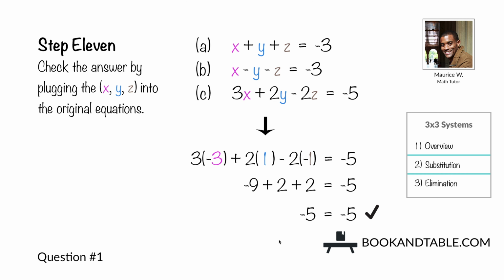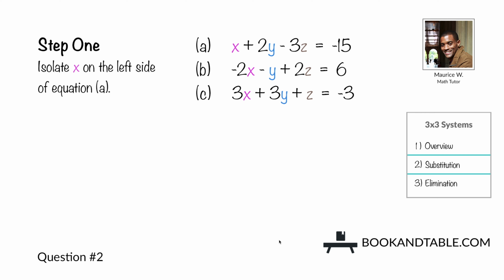So that is the answer to question number 1. Let's now have a look at question number 2. We were given the 3x3 system. Equation A is x plus 2y minus 3z is equal to negative 15. Equation B, negative 2x minus y plus 2z is equal to 6. And equation C, 3x plus 3y plus z is equal to negative 3.